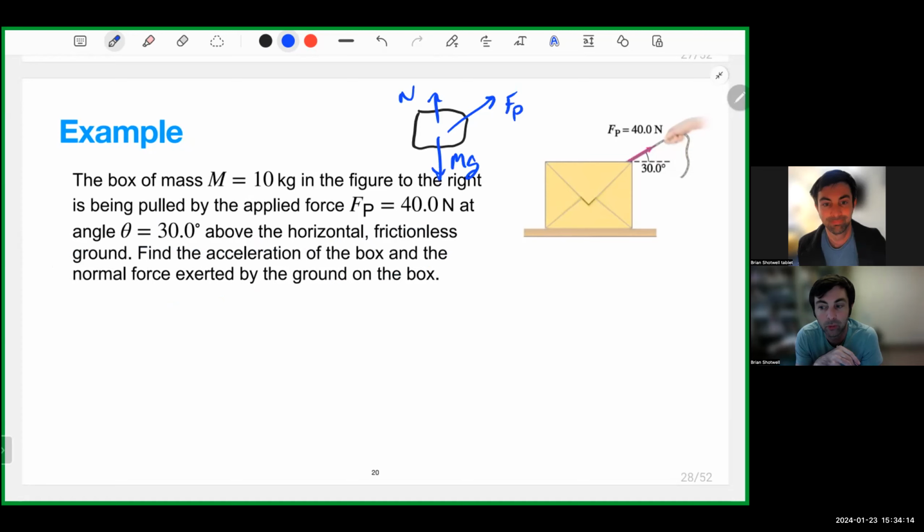Okay, so step one, identify the object as a box. Step two, draw the free body diagram. Step three is always apply Newton's second law. So the sum of all the forces is equal to mass times acceleration. I guess I used a capital M here. And right now we don't know the acceleration. It says, find the acceleration of the box. So we can't just set this equal to 0.